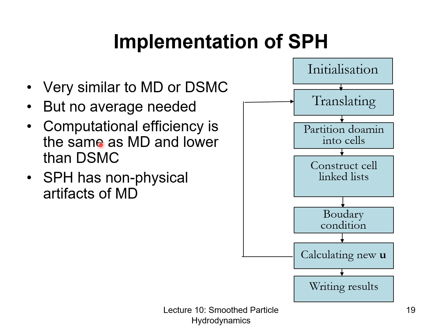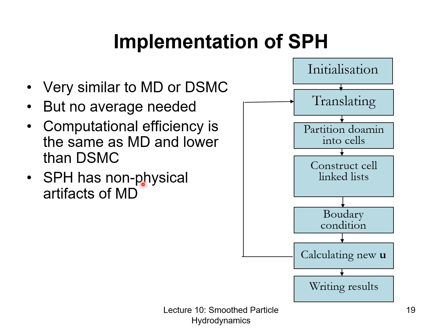The computational efficiency is basically the same as molecular dynamics because we need to build up the cell linked list and search the neighbors. So this efficiency is the same. But compared to direct simulation Monte Carlo, the efficiency is lower because, as we know, direct simulation Monte Carlo doesn't need to search the neighbors. They just consider those pairs within one cell.